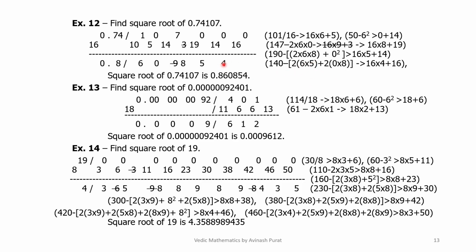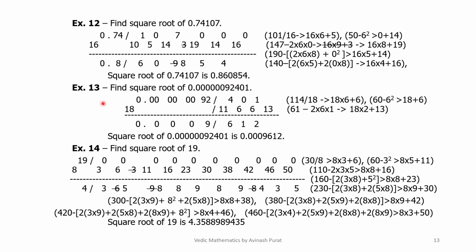We take the balance figure 80 divided by 16. So 4 is the quotient and 16 is the remainder. The square root of 0.74107 is 0.860854.